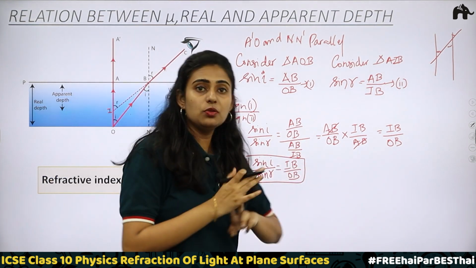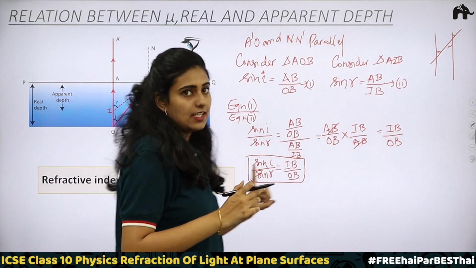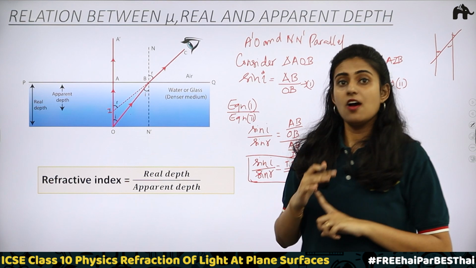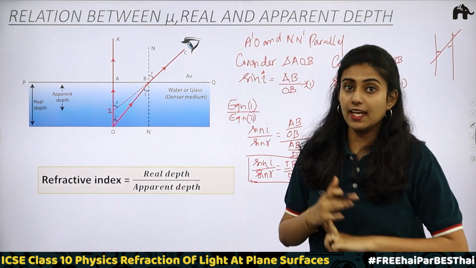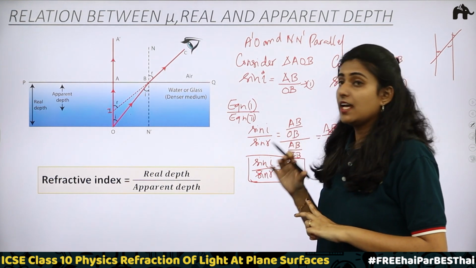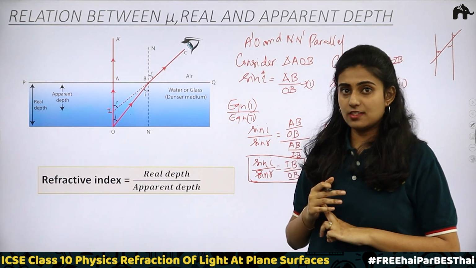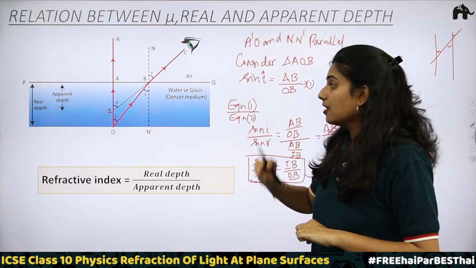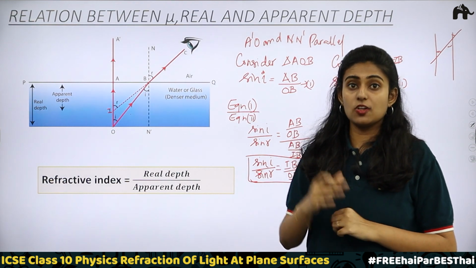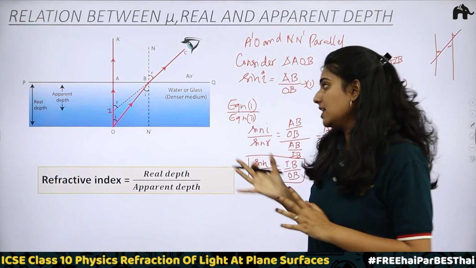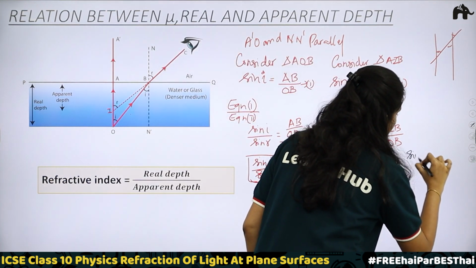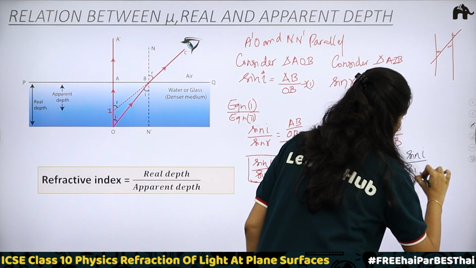Next, we have studied two laws of refraction. First law states that the incident ray, the refracted ray and the normal at the point of incidence all lie on the same plane. Second law, Snell's law. What is the statement? The ratio of the sine of the angle of incidence to the sine of the angle of refraction will always be a constant, which is the refractive index for a given color of light and at a given temperature for a material.